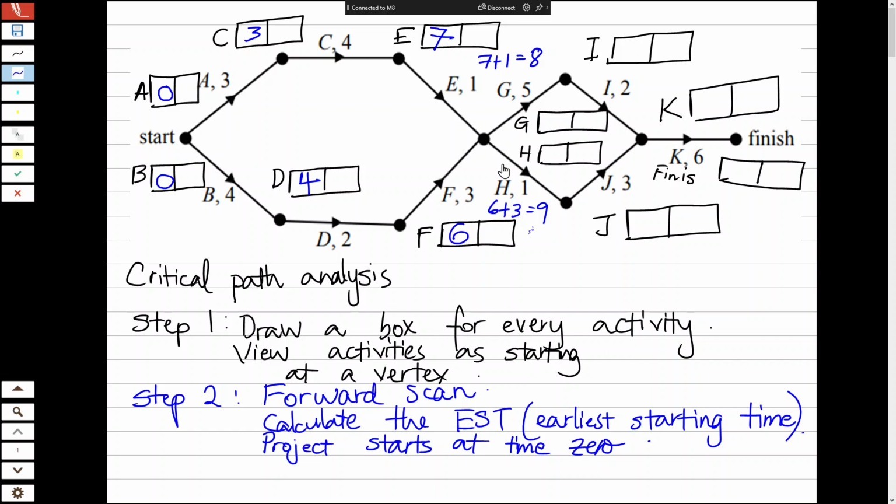So I had to wait for 8 weeks, and I also had to wait for 9 weeks. 9 weeks is larger. If I wait 8 weeks, activity F won't be finished. So I must pick the larger number, because 8 weeks is within 9 weeks.